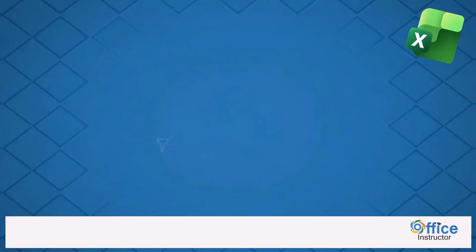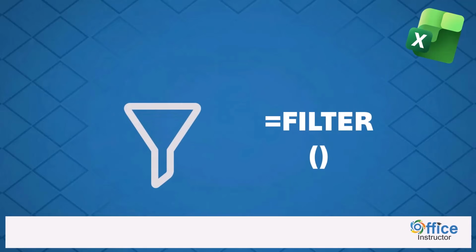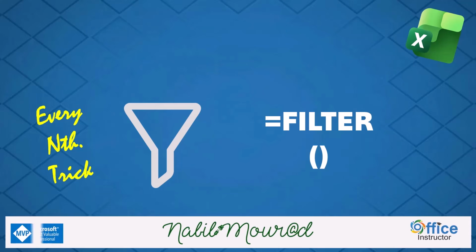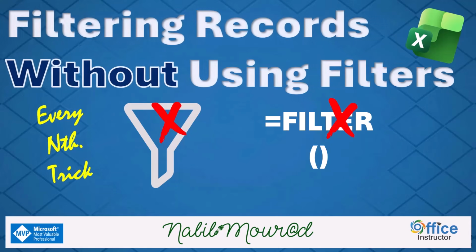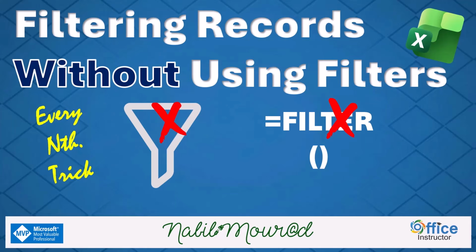Most Excel users reach for the filter tool or the filter function when they need to extract data. But what if you need to pull every third, fifth, or nth record automatically? I'm Nabil Murad, and today I'm sharing a creative, dynamic method. I call it the Every Nth Trick for filtering records without using filters. It's pure Excel magic for pattern-based data.